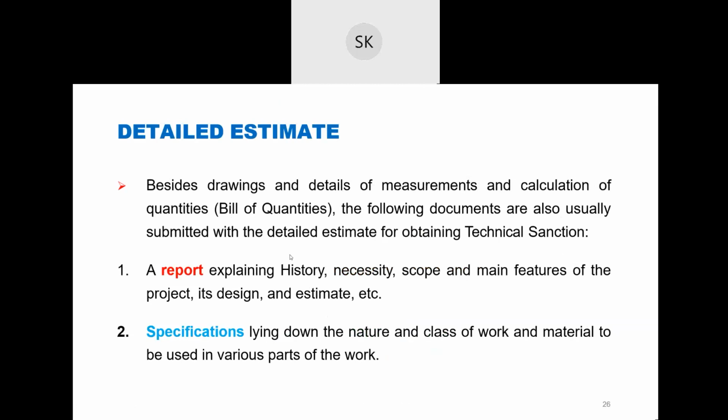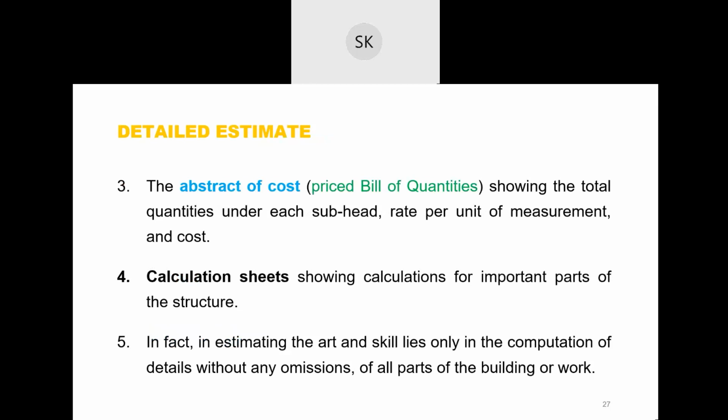Besides drawings and details of measurement and calculation of quantities, the following documents are usually required. I think we discussed the report and specification in the last class. And there will be an abstract of cost, that is the priced bill of quantities showing the total quantities under each subhead, and calculation sheets where you have worked out the important parts of the structure. In fact, in estimating, the art and skill lies only in the computation of details without any omission of any parts of the building or work.